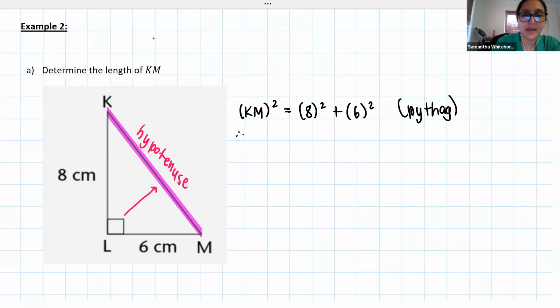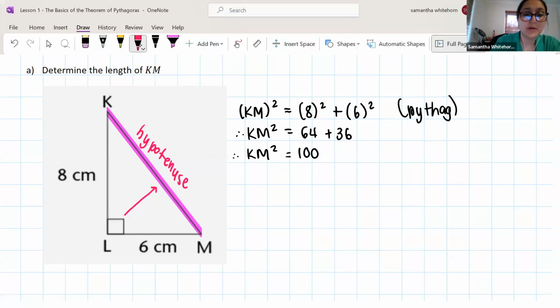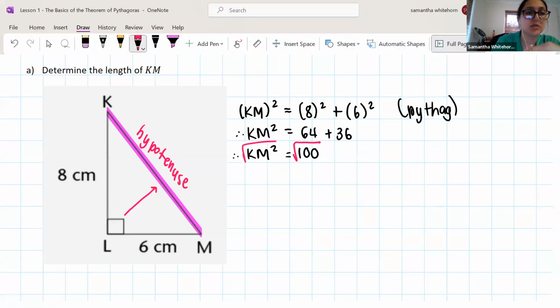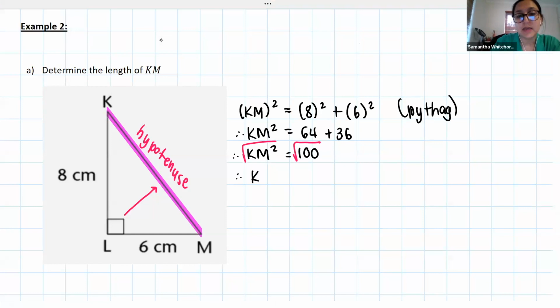Alrighty, so km squared is equal to 8 squared, which is 64, plus 36, because that's 6 squared. And so km squared is equal to 100. Now remember, we don't want km squared, we want km. So we need to square root both sides, because as we were told earlier, what we do to one side, you do to the other. And so km is equal to 10 centimeters.